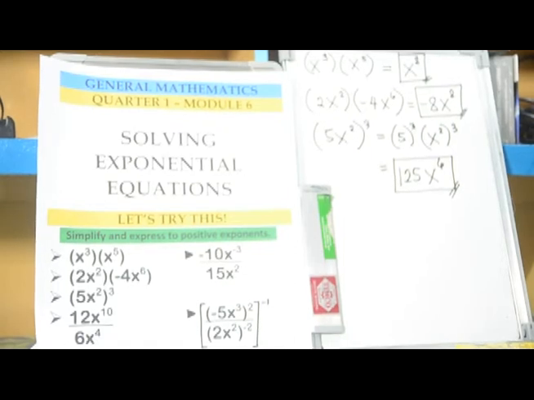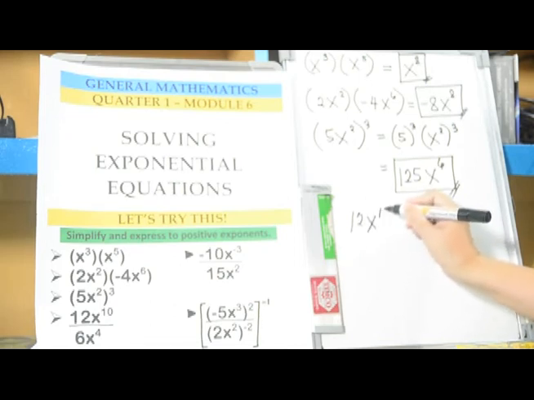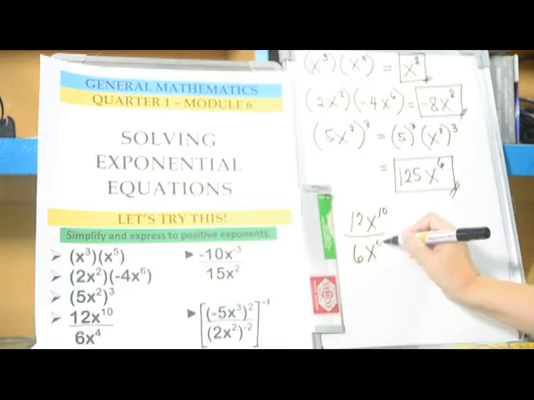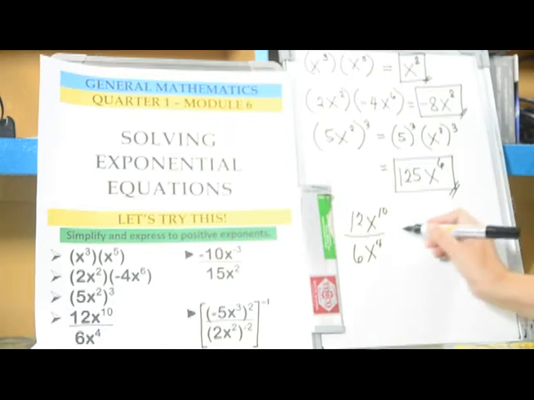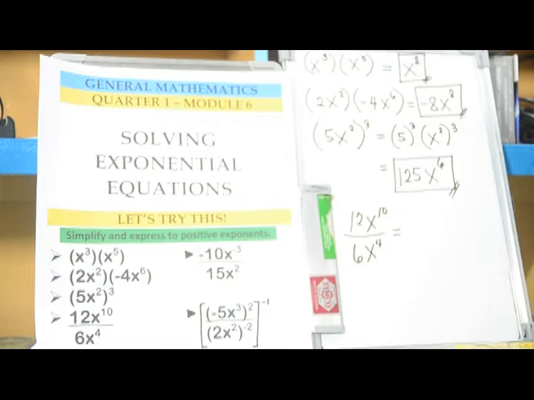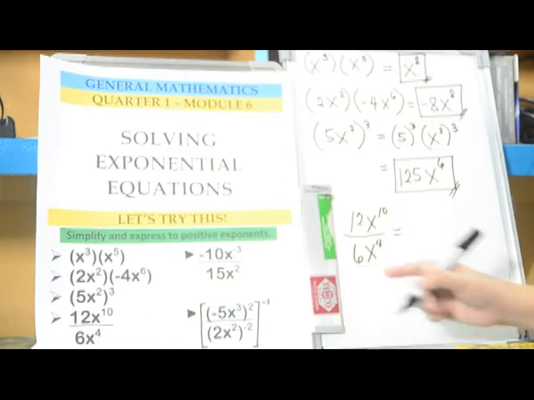Okay, fourth. The fourth one, we have 12 x raised to the power of 10 all over 6 x raised to the power of 4. Remember, this is in division. The division in the laws of exponents. So, in division of the laws of exponents, simply subtract the 2 exponents of each coefficient. So, you've got here 12 divided by 6.